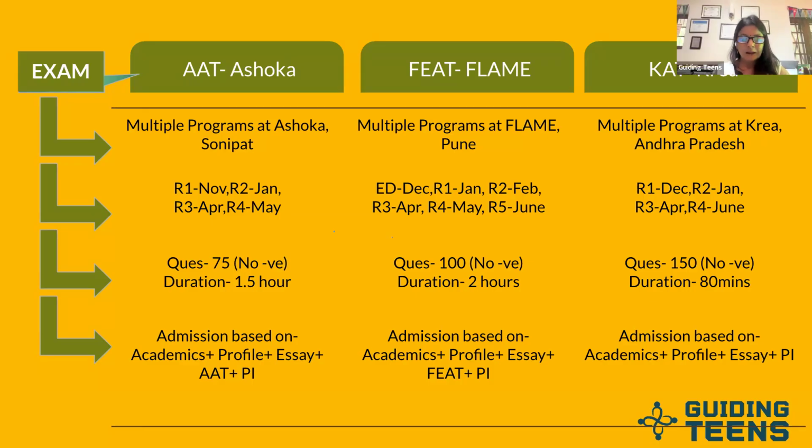It's much more holistic. For the application part, of course, Ashoka has its 4 rounds of application. They sometimes go into a 5th round. Flame has several rounds again, with an early option in December. There's Krea, which has several rounds. All of them design their test a little differently from each other.